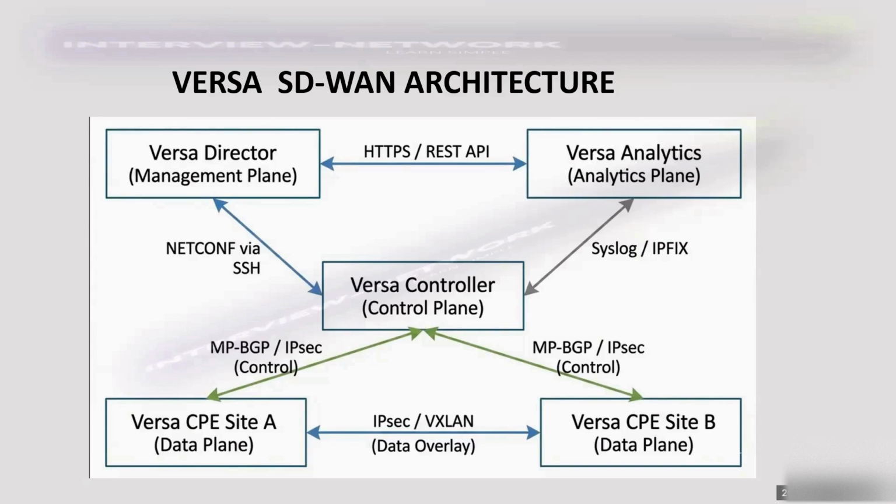This diagram should always be in your mind before you go further with Versa SD-WAN, or before you do any kind of troubleshooting in the future. From this diagram, you can see that there are two components, as we know, underlay and overlay. In the overlay, we have Versa controller, Versa director, and Versa analytics. And in the underlay, we have Versa devices.